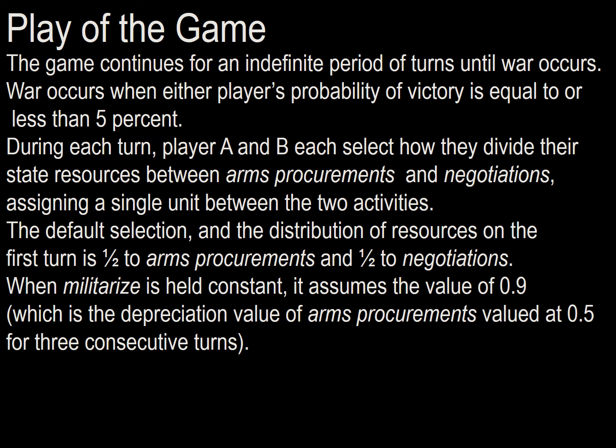During each turn, player A and B each select how they divide their state resources between arms procurements and negotiations, assigning a single unit between the two activities. The default selection and distribution of resources on the first turn is 1/2 to arms procurement and 1/2 to negotiations. When militarization is held constant, it assumes the value of 0.9, which is the depreciation value of arms procurements valued at 0.5 for 3 consecutive turns.